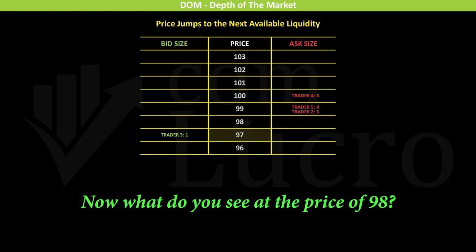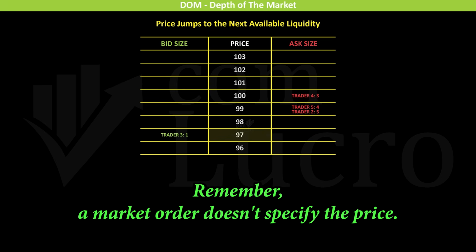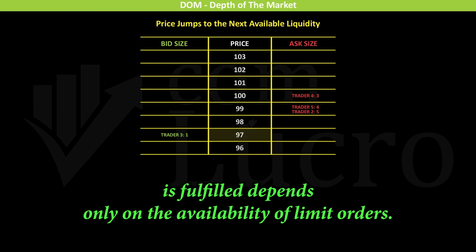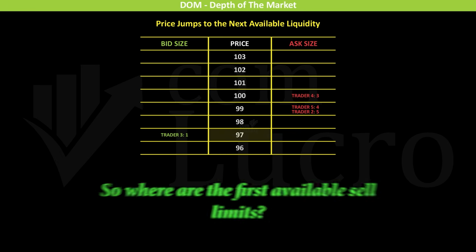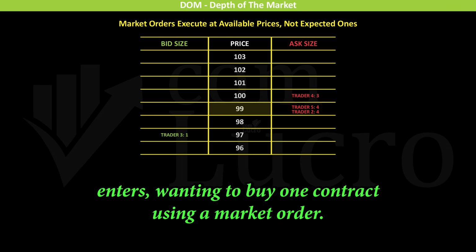Now, what do you see? At the price of 98, there are no sell limit orders. Remember, a market order doesn't specify the price. The price at which the market order is filled depends only on the availability of limit orders. So, where are the first available sell limits? They are at 99. An aggressive buyer now enters wanting to buy 1 contract using a market order.